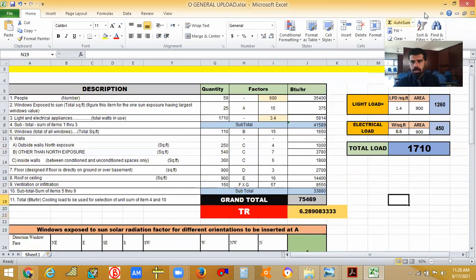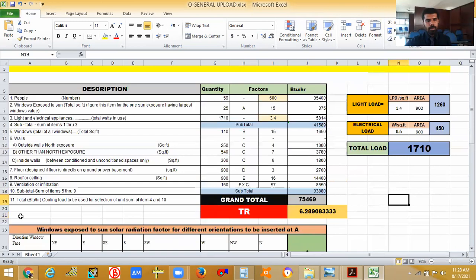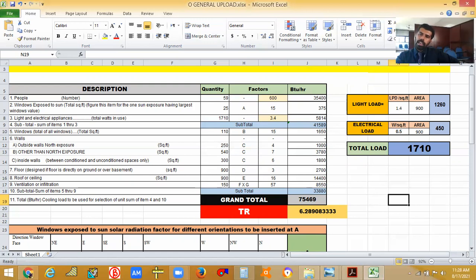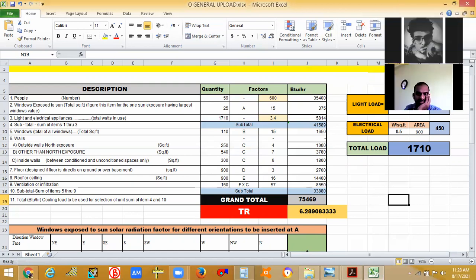So the last step, total BTU per hour cooling load to be used for selection, is the sum of item 4 and 10. So they have added all these things and they got 75,460 BTU per hour and they have converted it into ton. They got 6.28 or 6.3 ton. So for that lecture classroom, the capacity of the air conditioner is 6.3 ton.